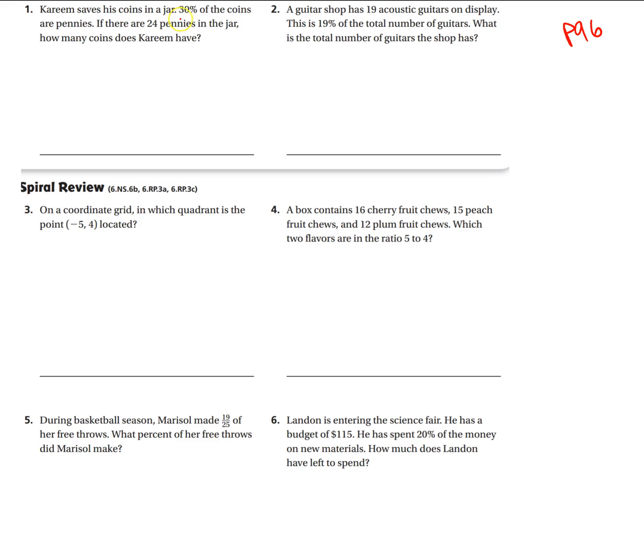Kareem saves his coins in a jar. 30% of the coins are pennies. If there are 24 pennies in the jar, how many coins does Kareem have? So this is one of those problems, just like we were seeing on P95. So I can make a number line. This is a good problem for a number line because it has a percent that ends in a 0.